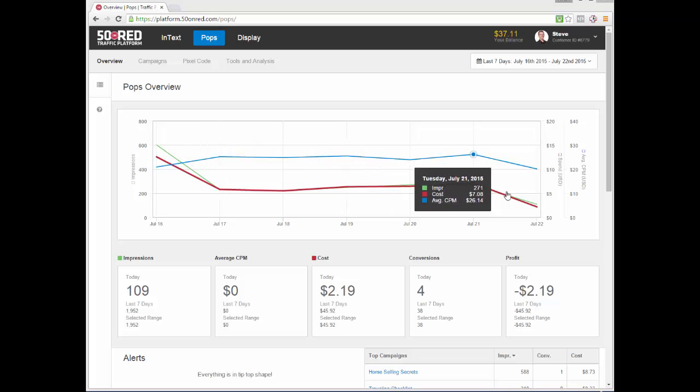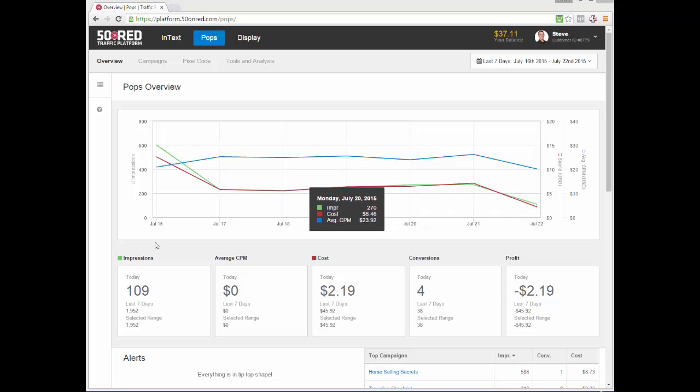It's been pretty steady. A little bit less today because it's around noon today on Wednesday, so we haven't had as many impressions yet today. And of course down here it shows the totals for the last 7 days. I have some other campaigns running. I've had some others, and so this conversions isn't indicative of the 3 campaigns that we've been running.